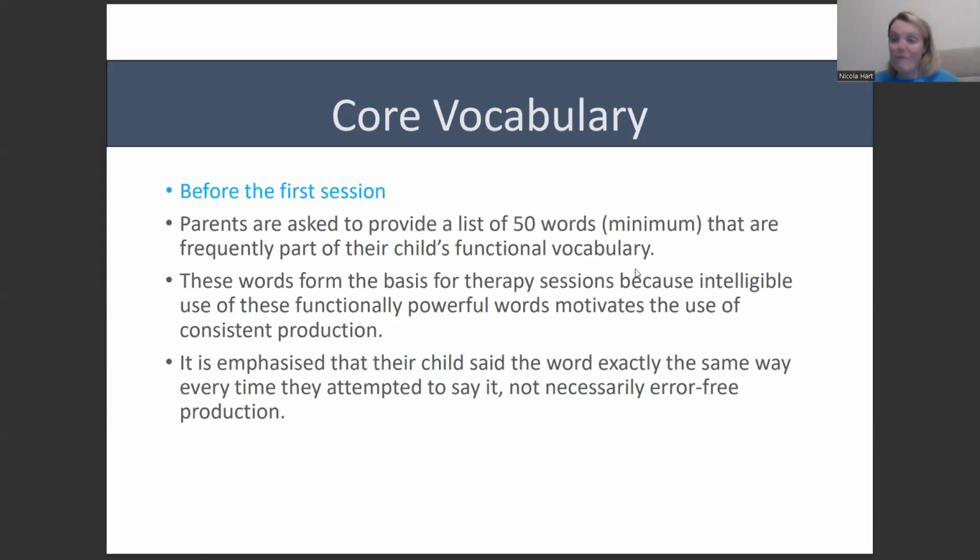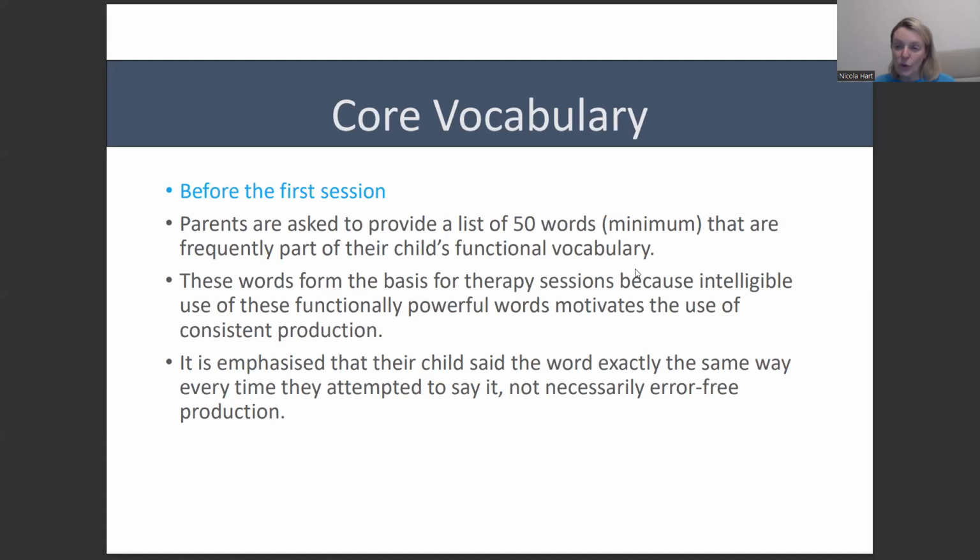I'm flying through everything that you're probably all aware of anyway, and all of the things you have probably seen and used in the past. But core vocabulary for me is a great one to use with somebody whose speech may not be very intelligible. And you know that they have a lot to say, but sometimes it can be quite difficult to hear.